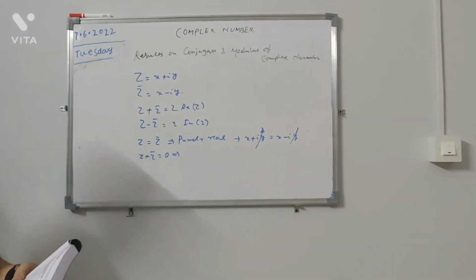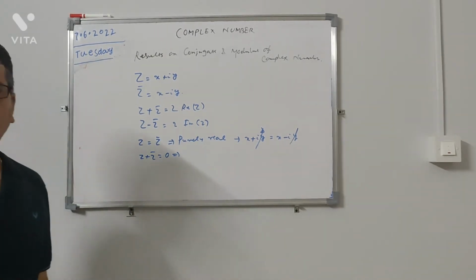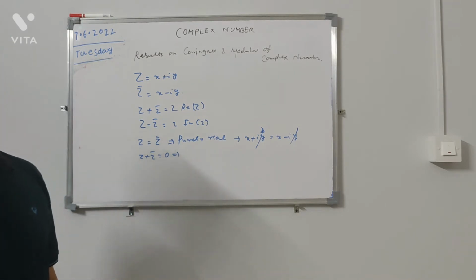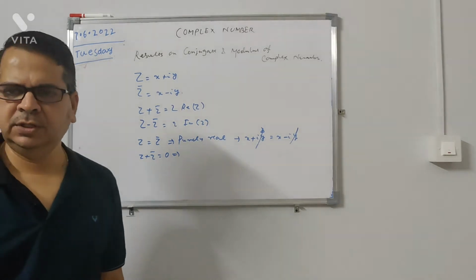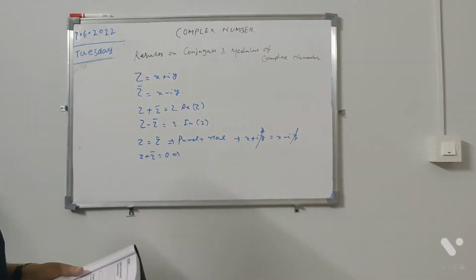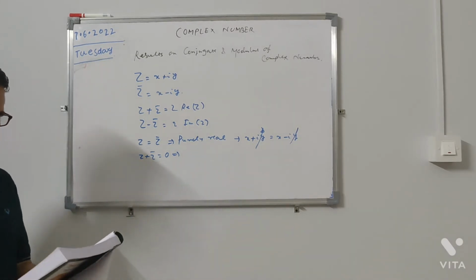If z1 is equal to x1 plus iy1, and if z2 is equal to x2 plus iy2, how to find z1 plus z2, z1 minus z2, z1 into z2, and z1 by z2. You have to learn those formulas by heart. We are not going into the derivation of it.